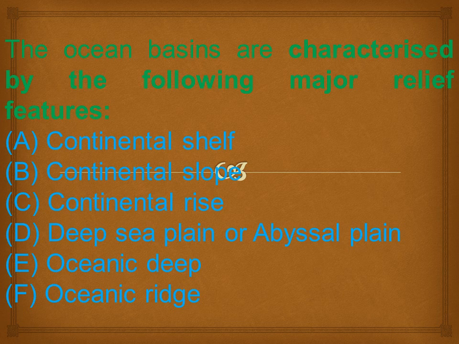The ocean basins are characterized by the following major relief features: continental shelf, continental slope, continental rise, deep sea plain or abyssal plain, oceanic deep, and oceanic ridge. So these are all the major relief features of the ocean. Got it?